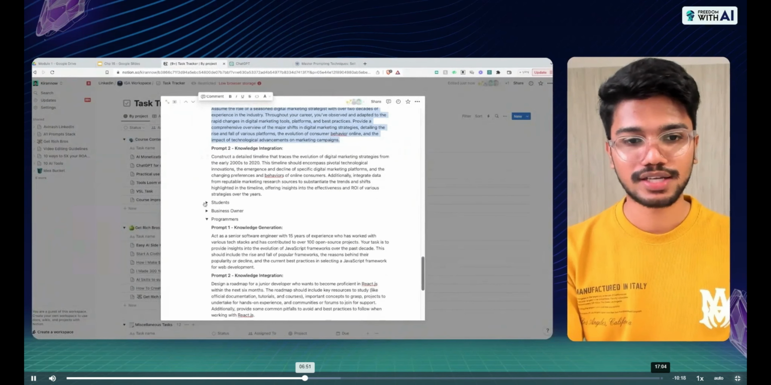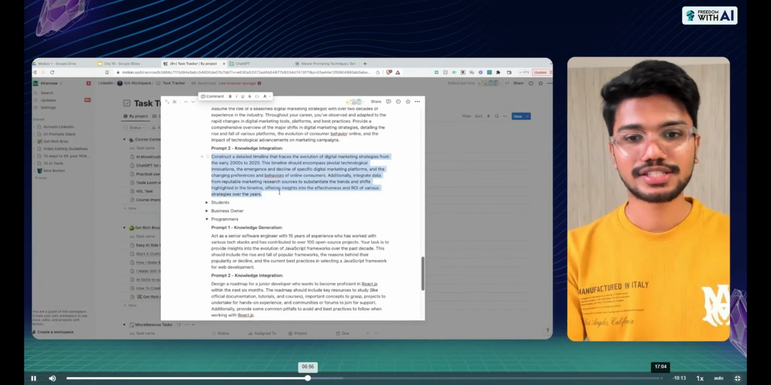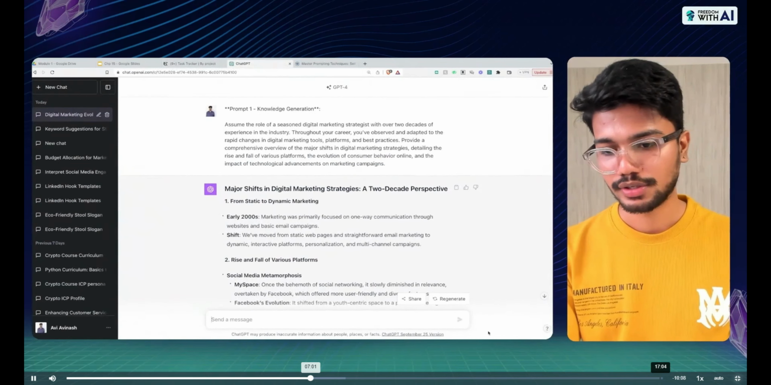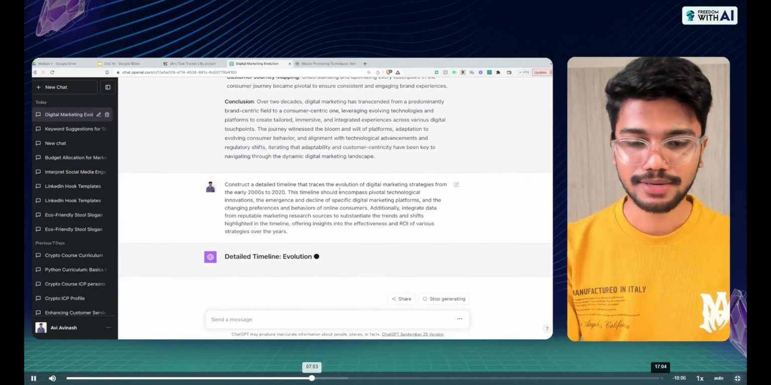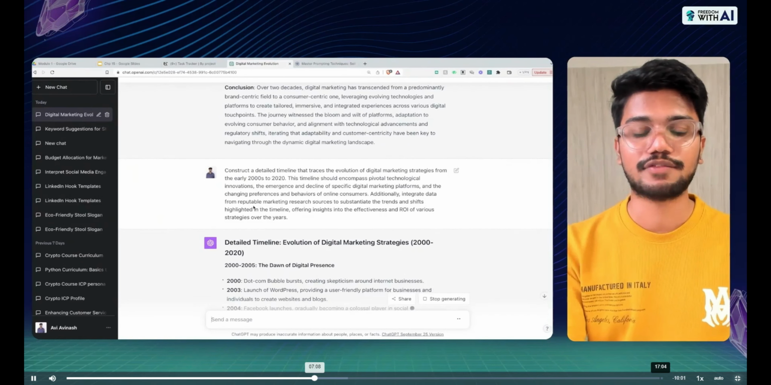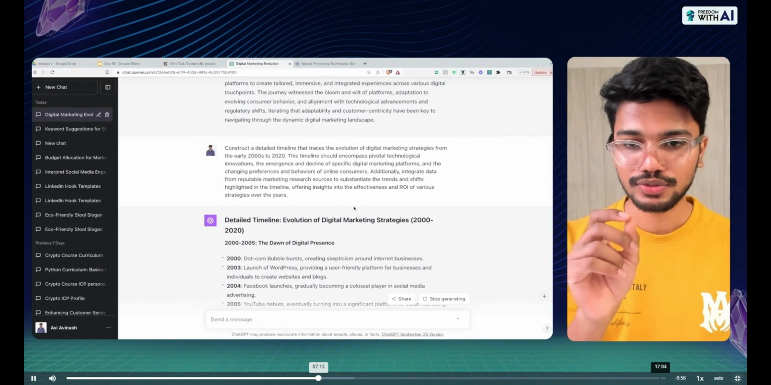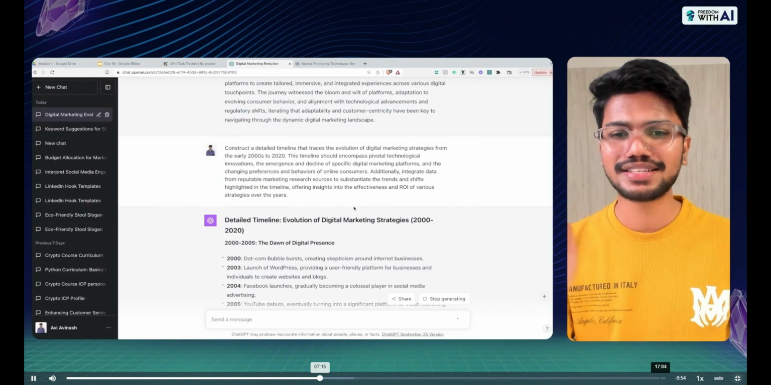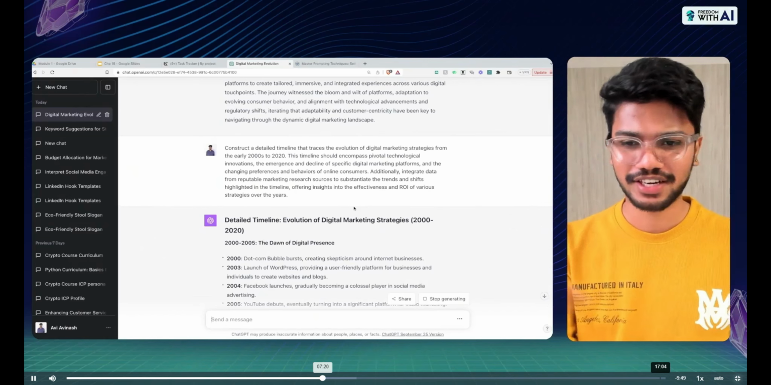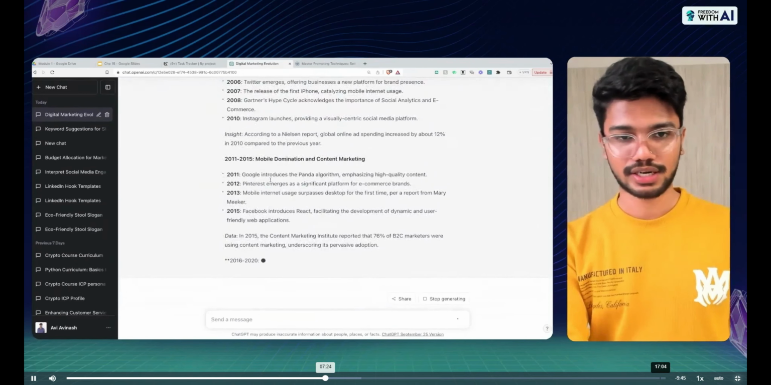Now we're going to ask: construct a detailed timeline that traces the evolution of digital marketing from the early 2000s to 2020 right now. This timeline should encompass pivotal technological innovations, and so on. Additionally, integrate data from reputable marketing research sources to substantiate the trends and shifts highlighted in the timeline, offering insights into effectiveness and ROI at various stages of use. That's all. So this is how you get the answer.